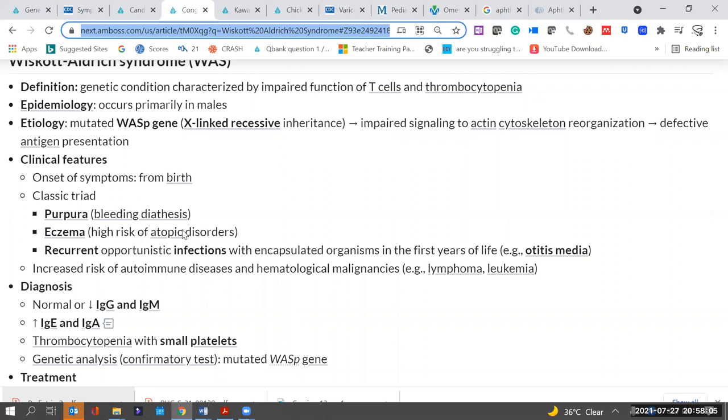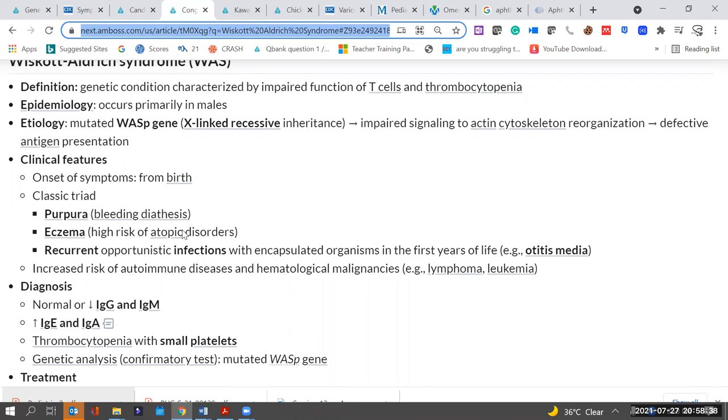Why is immunity low? Because it's a case where T cells are deficient, and T cells are the ones actually forming our immunity. So when T cells are deficient, the patient is more prone to infection. These babies and children usually present with otitis media, recurrent sinus infection, recurrent eye infection, recurrent throat infection. Multiple infections involving again and again, so always think about this.